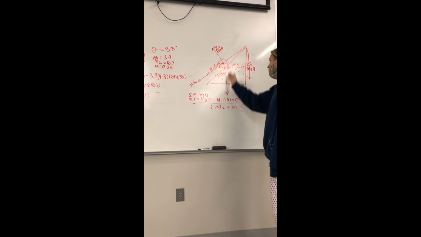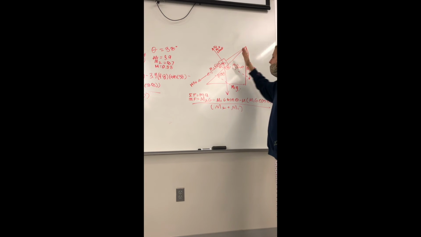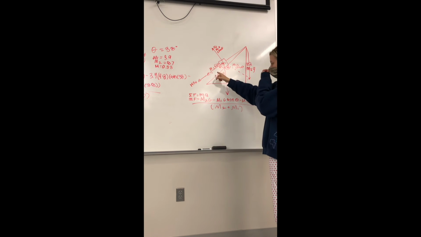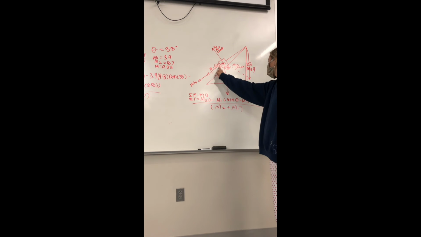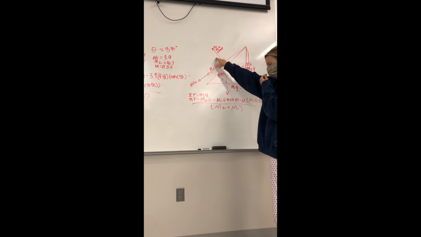Next, I subtract M1g because it's in the negative direction. This is also in the negative direction. So you have to think about whether it's going positive or negative. So M1g sine theta. And then I'm subtracting the coefficient of friction times M1 times M1g cosine theta because I have to account for the force normal.